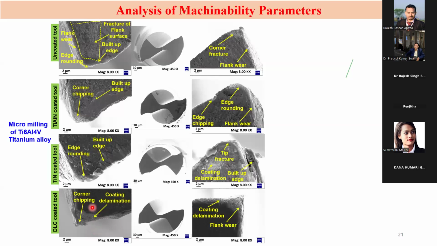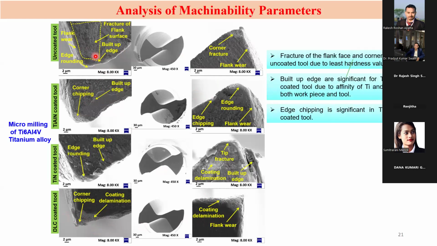And the least tool wear happened for the BWC coated tool, but still there is some delamination. But plastic deformation is very significant in case of the uncoated tool, and we also see very strong edge rounding, the highest edge rounding, for the uncoated tool. Here we can see the fracture of the flank face is observed maximum in case of the uncoated tool, and the built-up edge formation is significant in case of the TiAlN and TiN coated tool.